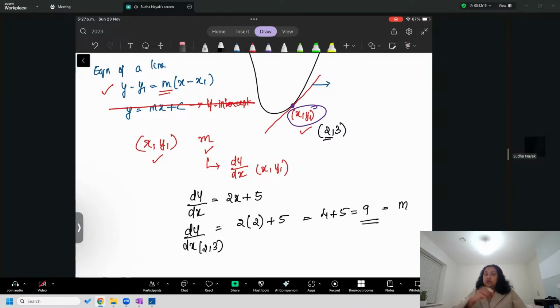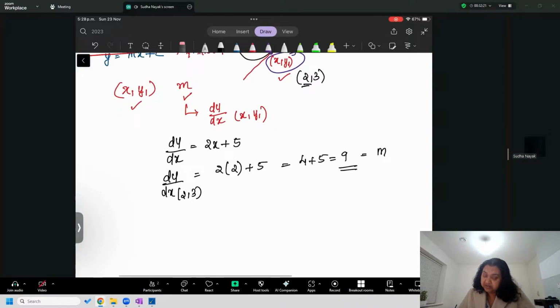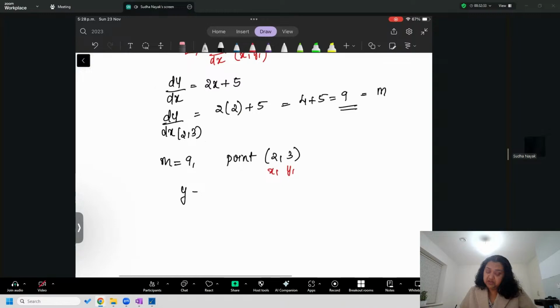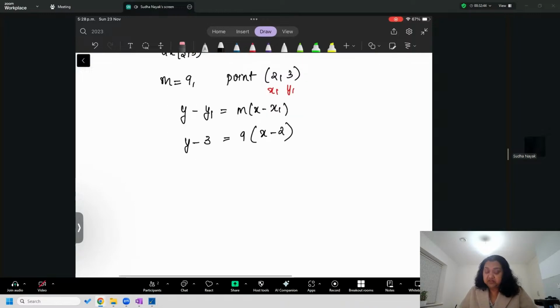Now you can form the equation. You have the slope as 9 and the point as 2, 3. The point means x1, y1. Now you can write the equation as y minus y1 is equal to m times x minus x1. So y minus 3 is equal to 9 times x minus 2. And then you can simplify this. Usually they will ask you to write it in the format ax plus by plus c is equal to 0. This is the general equation of the line.